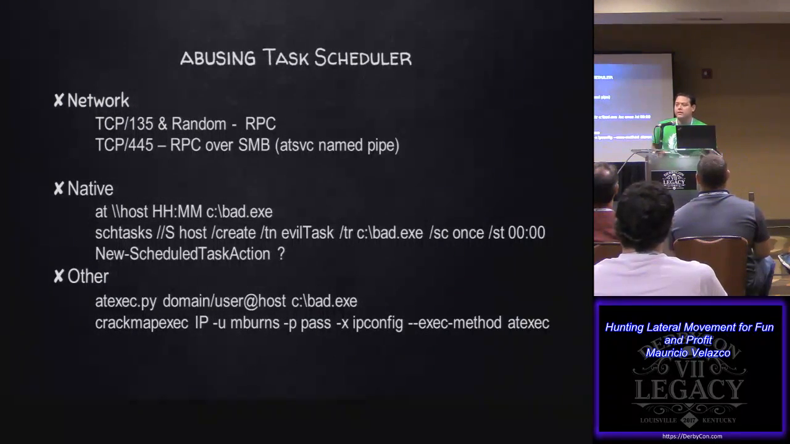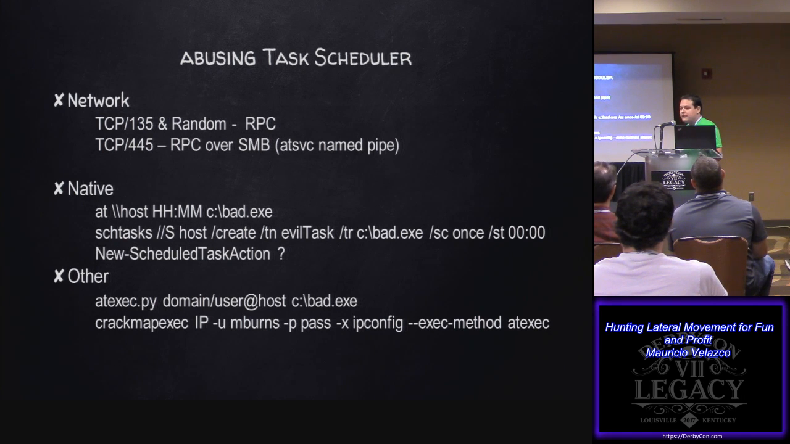Okay, the next one is abusing the Task Scheduler. We can interact with the Task Scheduler through RPC, once again, and also through SMB over a named pipe. Natively, you can use AT or SCHTASKS. There's a PowerShell cmdlet that I found. I'm not sure if it can be used remotely. I'll have to test this.